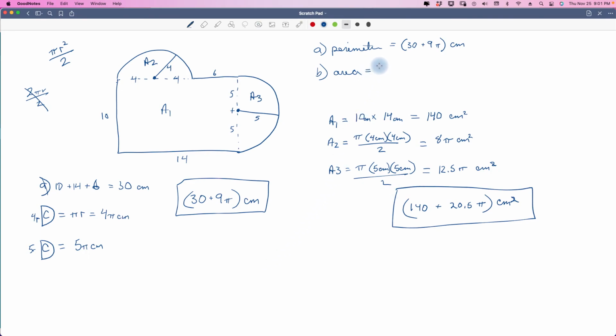So this is going to equal 140 plus 20.5 pi centimeters squared. All right. If you have questions about these types of shapes, please message me and let me know, and I will help you out with them as much as possible.